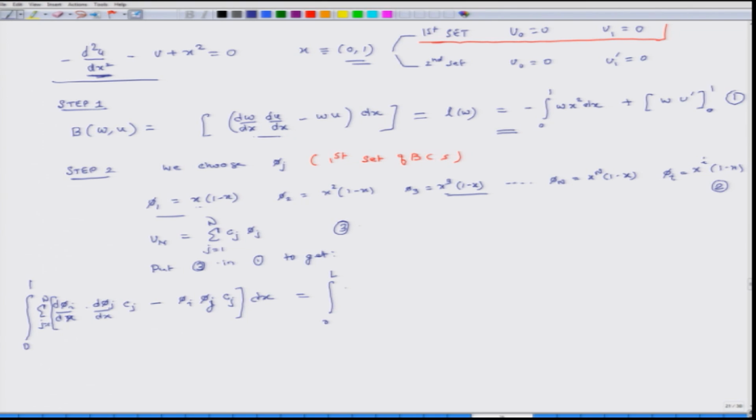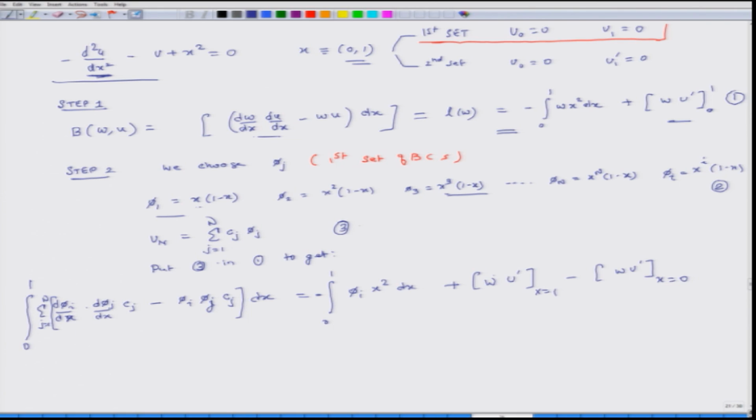0 to L minus phi I x square dx plus 0 to 1, and plus I get this boundary term, and let us look at this boundary term. So, u times u prime at x is equal to 0 minus, no excuse me, at x is equal to 1, minus w u prime at x is equal to 0. Okay. So, let us see these boundary terms.